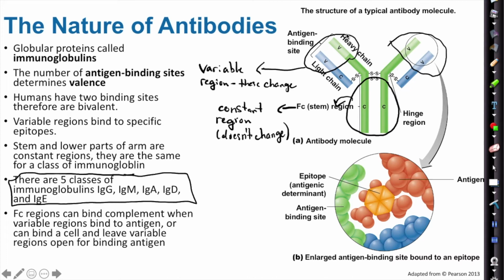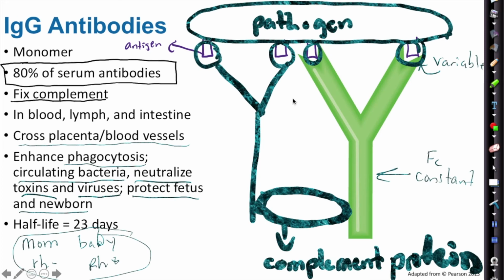Antibodies have a variable region which can change what type of shape they bind to. This is why antibodies are specific for a specific antigen or an epitope of an antigen. And then they have a constant region down here that doesn't change. So there are 5 classes of immunoglobulins, and we're going to talk about them now.